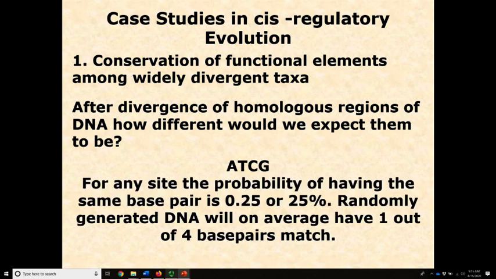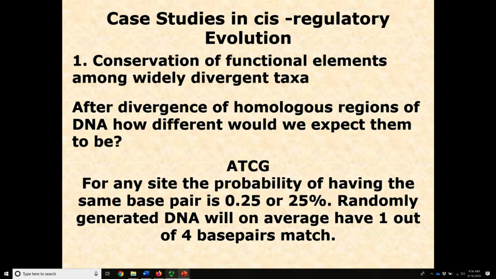For any one site, the first site, for instance, there's a 1 in 4 chance that if we randomly generate a DNA sequence, we're going to have the same nucleotide, since there are only 4 possibilities. So we would have a 25% chance at any one site. And so, on average, 1 out of every 4 base pairs in randomly generated sequences of DNA are going to match one another. Okay? And so we can do the same thing. After homologous sequences of DNA diverge, we would expect there to be only about 25% similarity across them. But even 25% similarity is a rather high level of similarity.